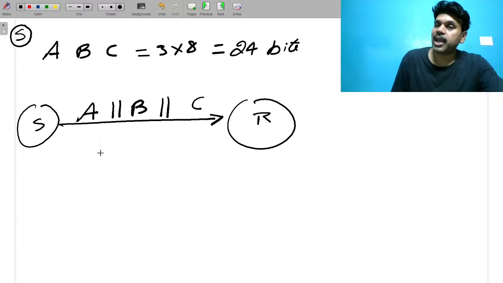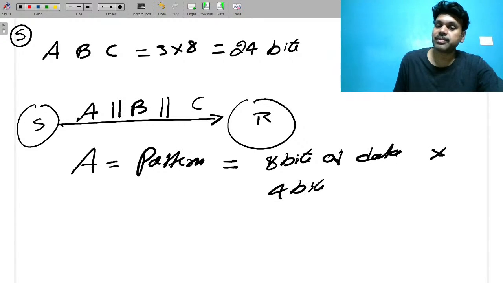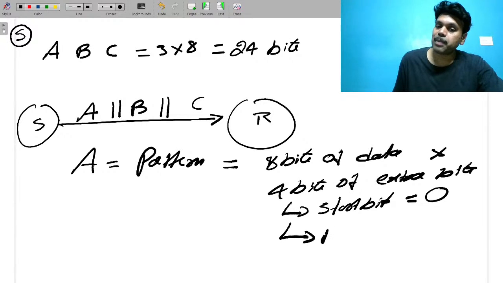And when I am sending, I want to put it in the form of a pattern. This pattern is nothing but 8 bits of data and 4 bits of extra. What are the extra bits, my dear friends? Start bit is mandatory, that is usually 0. And parity bit is optional, you may or you may not give. This is optional.